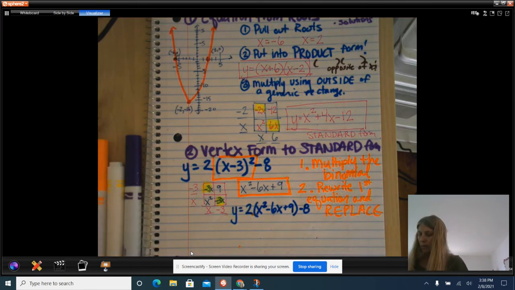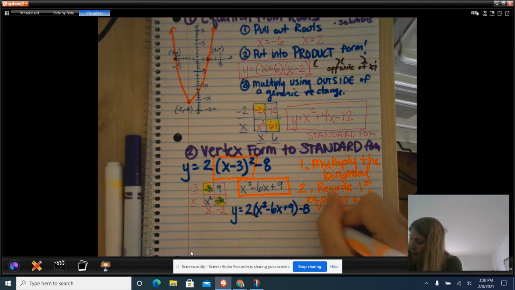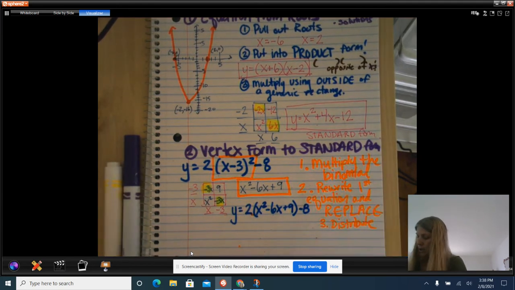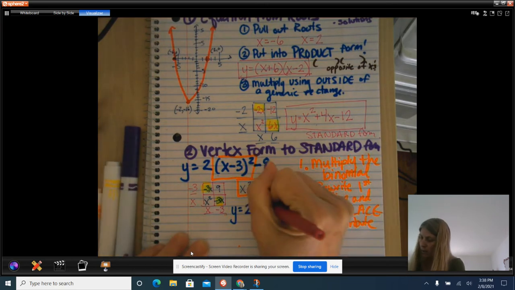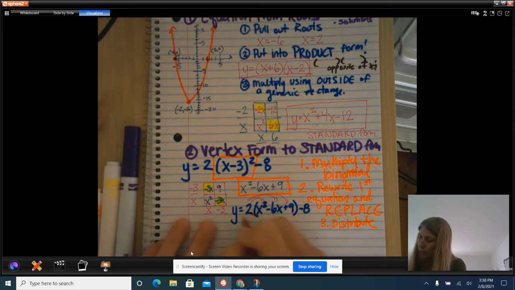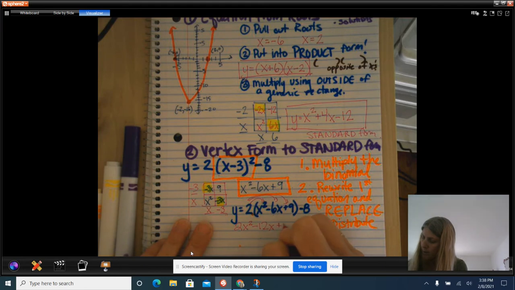Okay, step number 3 is distribute. So we're going to take what's on the outside, which is a 2 here, and we're going to multiply it by each of these items on the inside. So 2 times x squared is 2x squared. 2 times negative 6x is negative 12x. 2 times 9 is positive 18. And then we need to go ahead and write the rest of our equation, which is minus 8.